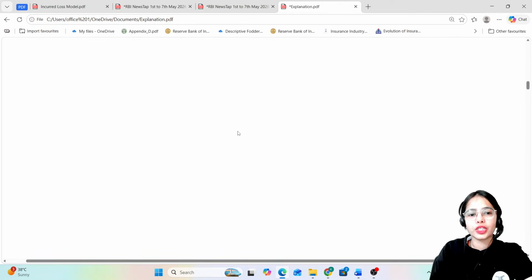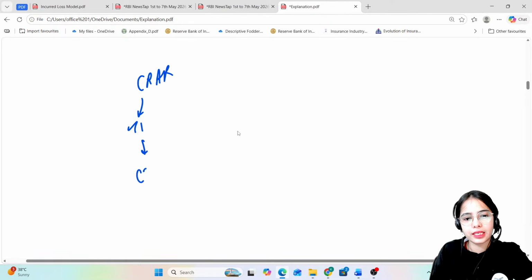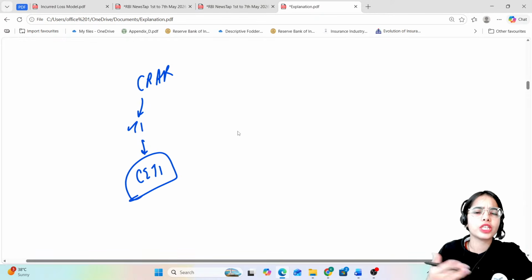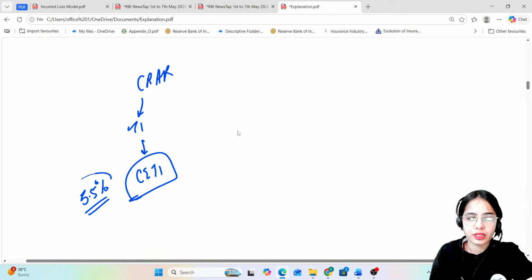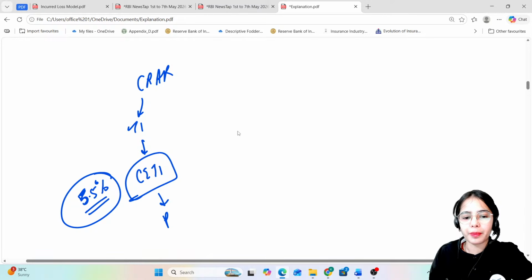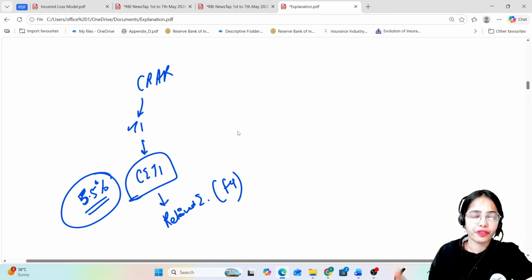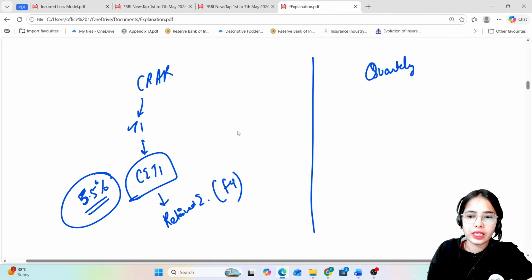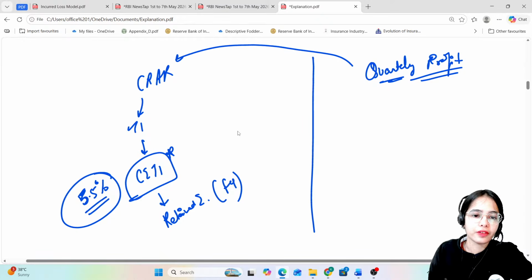So the idea is that under the CRAR, there is the tier 1 capital, and under this there is common equity tier 1 capital. That is the most liquid capital that the bank has, to maintain 5.5% against the risk-weighted assets. Now, under the common equity tier 1 capital, the retained earnings were added at the end of the financial year. Now the RBI has said that even the quarterly profit can be added under the CRAR, under the common equity tier 1 capital.